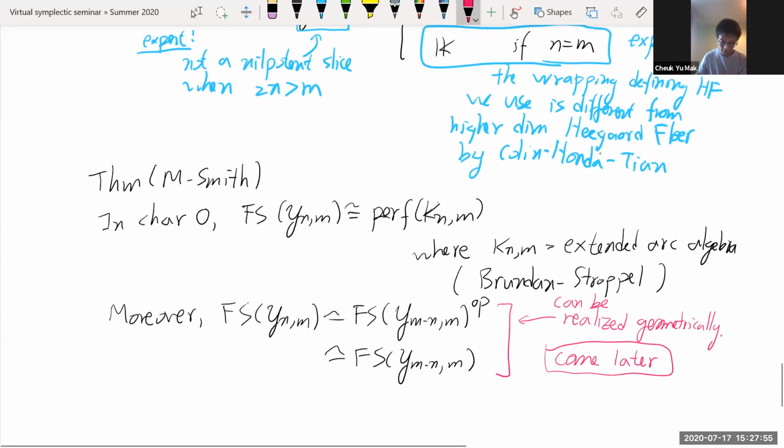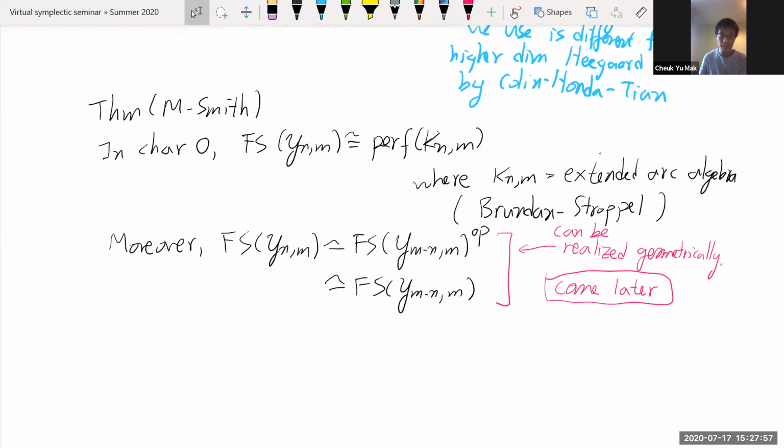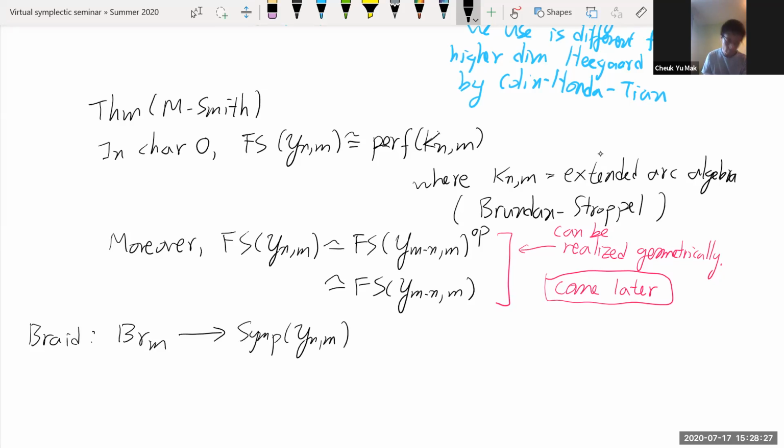So I haven't finished introducing the symplectic annular Khovanov homology because I haven't said anything about the braid. Remember that I said we need the data of a symplectic manifold, Lagrangian submanifolds, and also the data of a braid. The data of a braid is similar. So we have a braid group action from the braid group of m strands to YMM by similar reason.